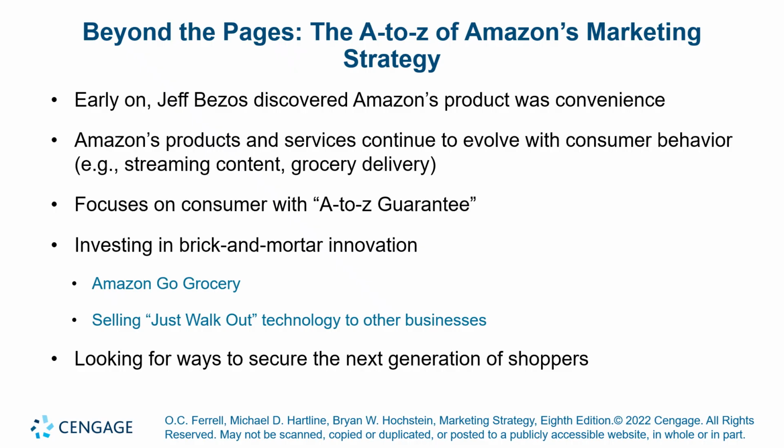They used to sell only books, tapes, and software back then. Now it's selling everything, right? They're selling streaming content and delivering groceries to you. They focus on the consumer with the A to Z guarantee. If you look at Amazon's logo, it has an arrow from A to Z, right?